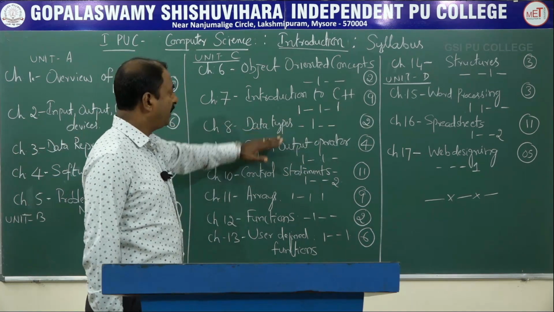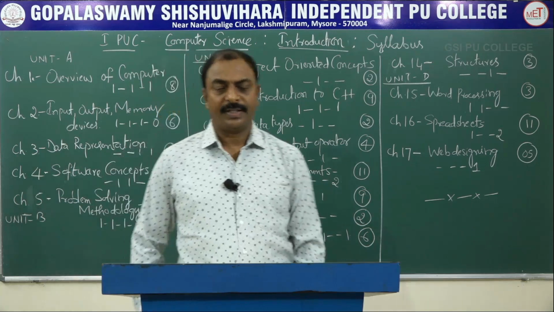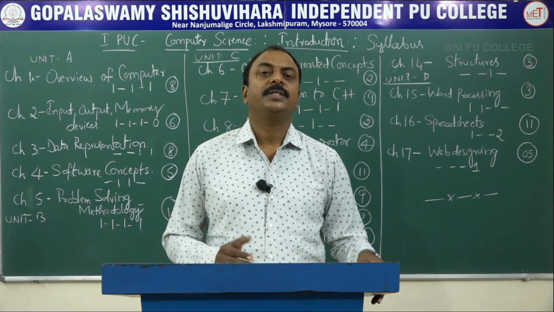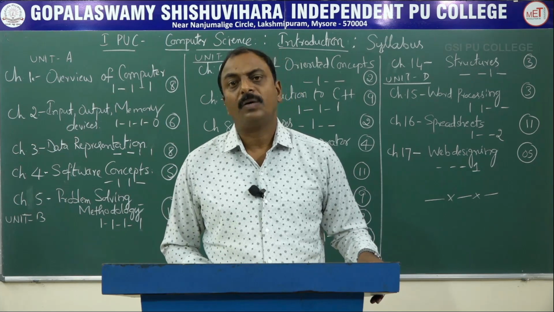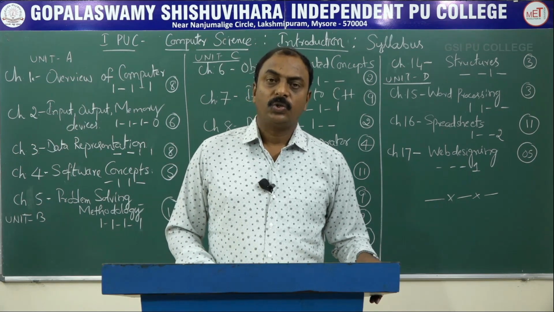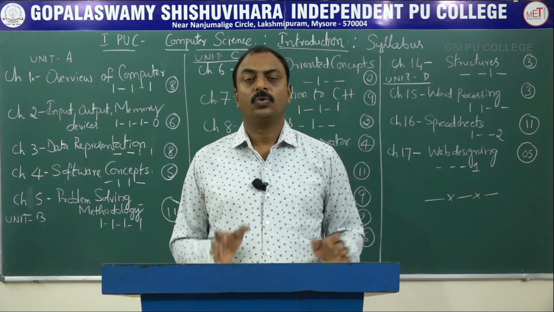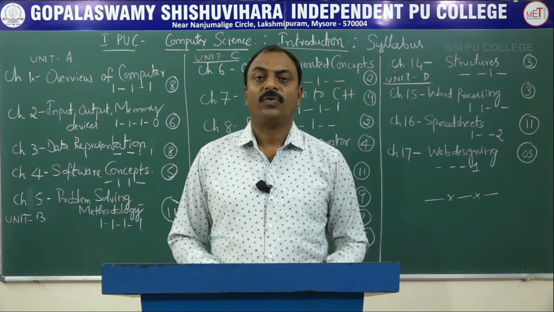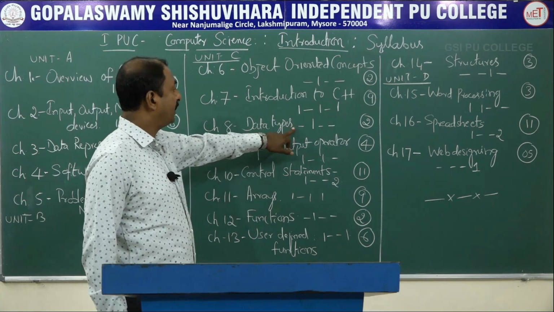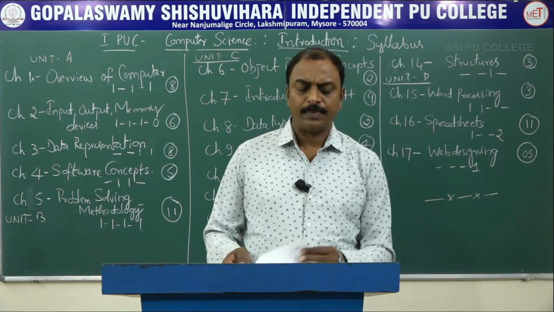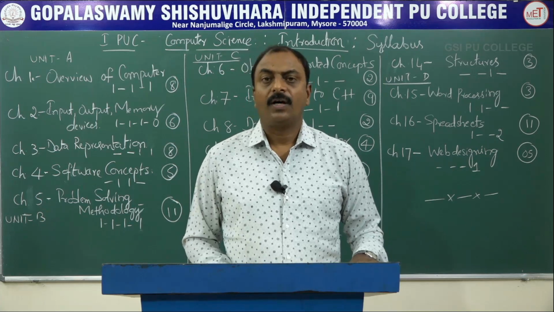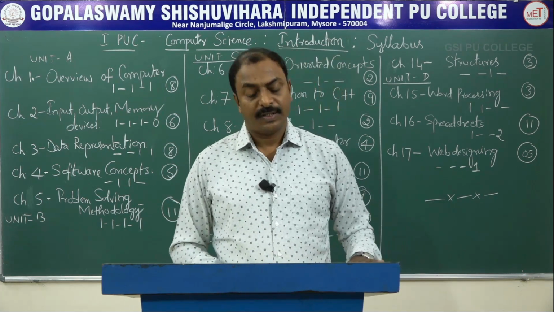So chapter number 8, data types. You know what data is. If I talk about the data of a student, roll number is a type of data, his name is a type of data, maybe his register number is another form of data, and maybe the grade of a student, his percentage and result. So we have different forms of data. How can we store different forms of data in C++? Those concepts you are going to learn in chapter 8. Here we have different types of data: fundamental or predefined data types, derived data types, as well as user-defined data types.